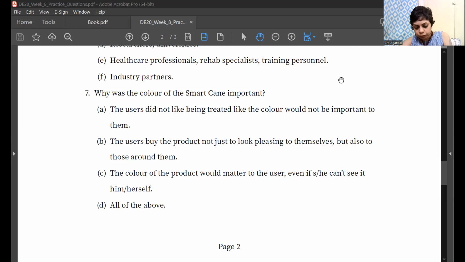So the first option itself is that the users did not like being treated like the color would not be important to them. Like if you ask somebody what color water bottle they want. For a normal user, you would ask, what color water bottle do you want to buy, right? When you're designing a water bottle. But if you go to a blind person, you don't even ask them which color they want, and instead you just say, why do you care what color it is? That is, firstly, very insulting, right?